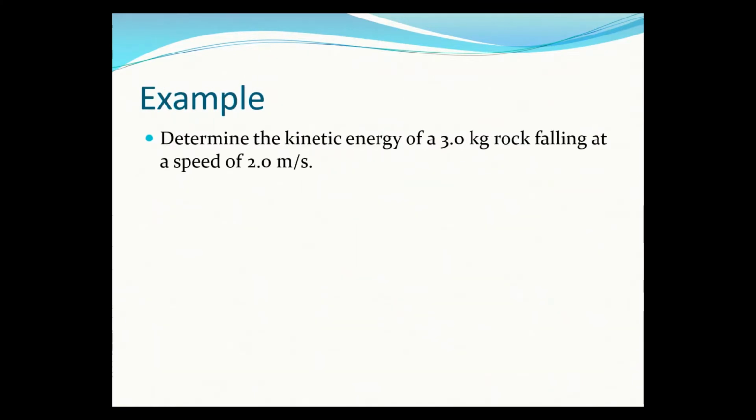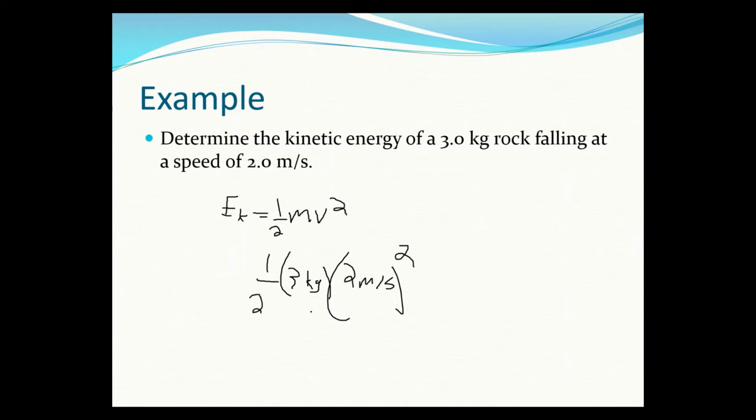Determine the kinetic energy of a 3 kilogram rock falling at a speed of 2 meters per second. This is so easy, I can just do it on the screen here. EK equals 1/2 mv squared. So 1/2 times our mass, which is 3 kilograms, times 2 meters per second, and we have to square that. You can even do this in your head. 2 squared is 4. 4 times 3 is 12, divided by 2 is going to be 6.0 joules, and we don't have to worry about direction. Easy. Science 10 stuff.